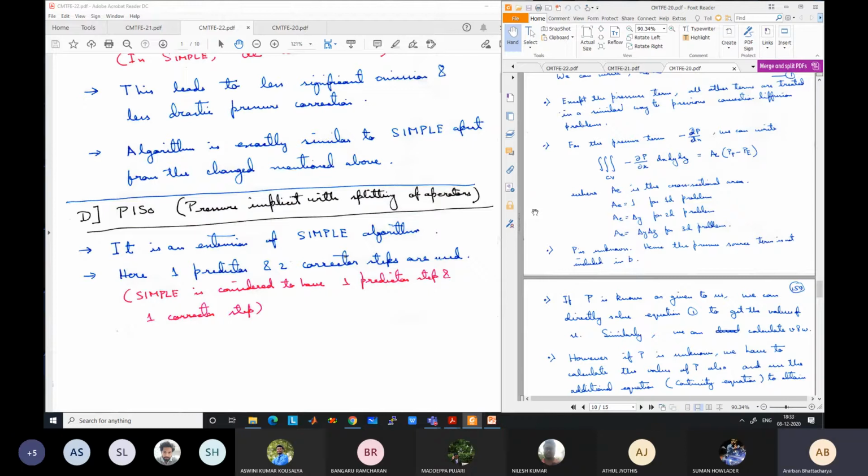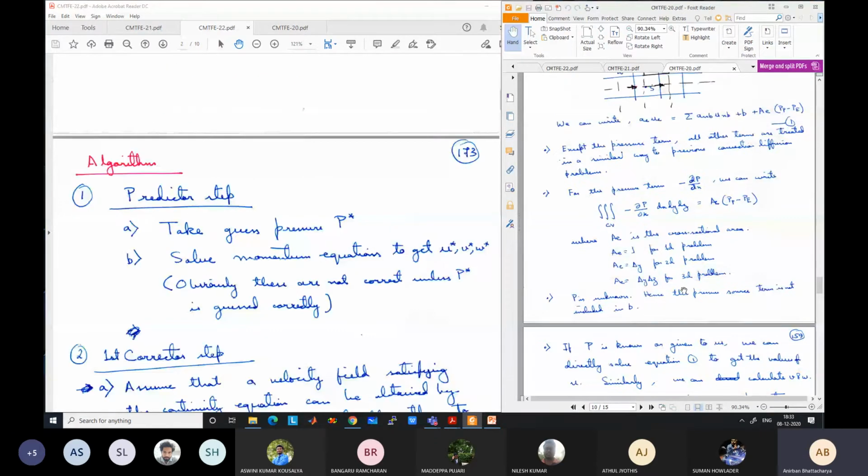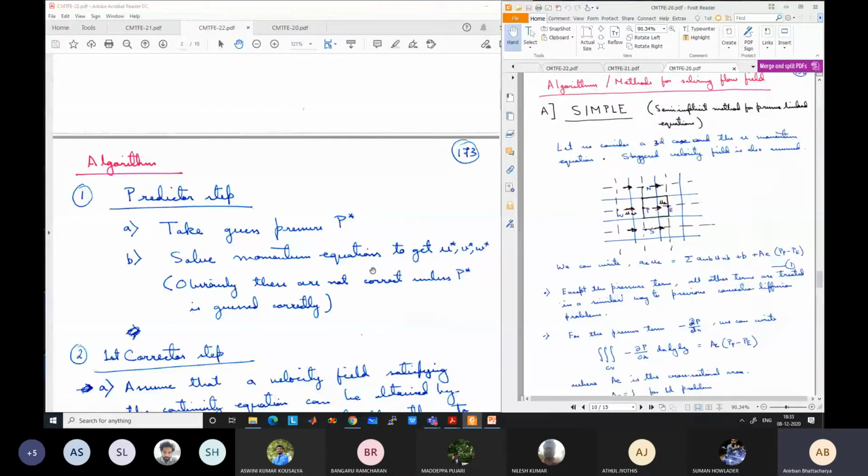For this PISO, I have divided the algorithm into three parts. The first part is the predictor step. I will keep the SIMPLE algorithm open because we will be referring to it. I am not rewriting everything here again. You can relate it to the equations present in the SIMPLE algorithm because the equations are similar.